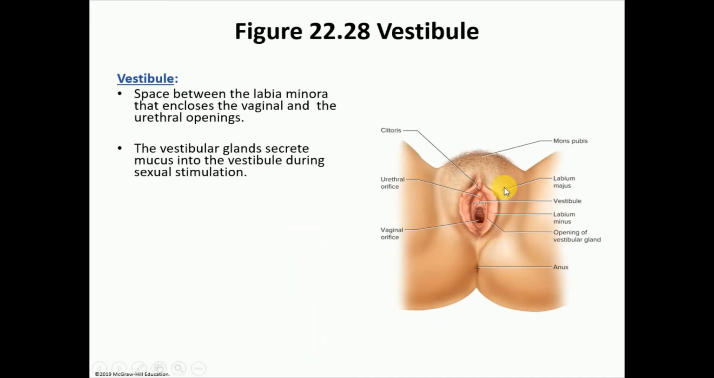The vestibule, that would be the area between the two labia, and you'll find the opening of the vagina and the opening of the urethra. You'll also find the vestibular glands that will make mucus, and these vestibular glands correspond to the bulbourethral glands in males.